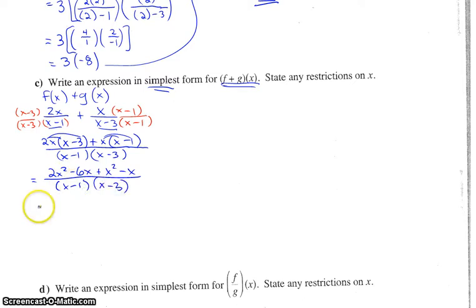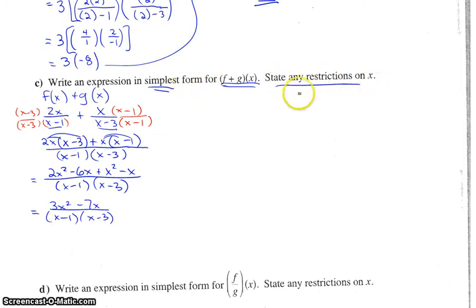Collect any like terms we have in the numerator. 2x squared plus x squared is 3x squared. Negative 6x minus x is going to be negative 7x. Denominator, once again, stays the same. Okay, looks good. That's pretty simple. We've joined the two fractions up into one fraction. And then finally, let's read the question, make sure we've answered it. We have an expression in simplest form. Done.